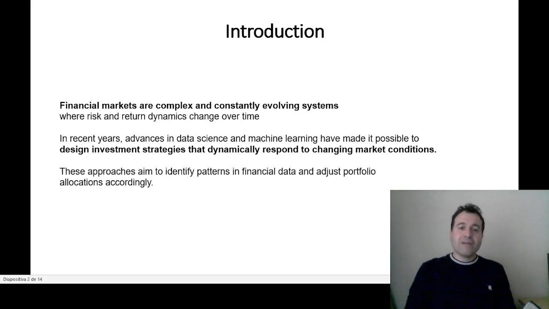Financial markets are complex and constantly evolving systems where risk and return dynamics change over time. In recent years, advances in data science and machine learning have made it possible to design investment strategies that dynamically respond to changing market conditions. These approaches aim to identify patterns in financial data and adjust portfolio allocation accordingly.